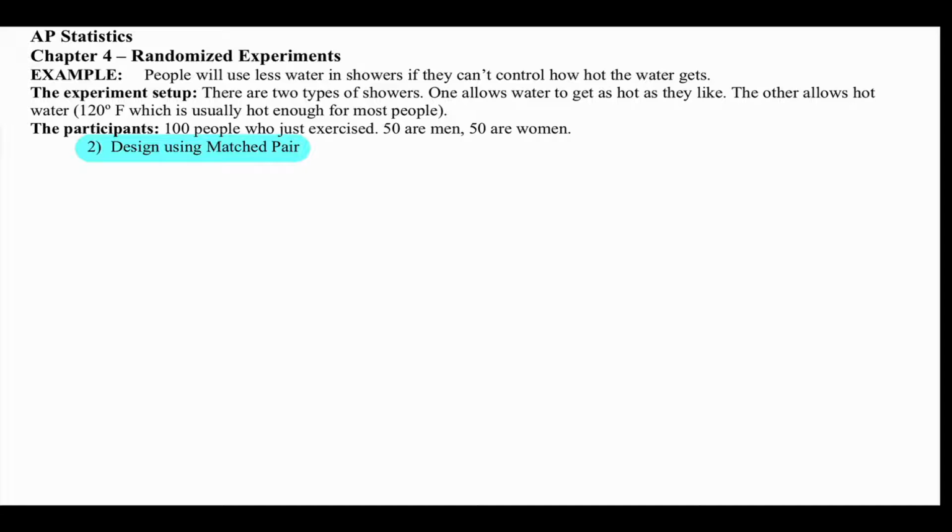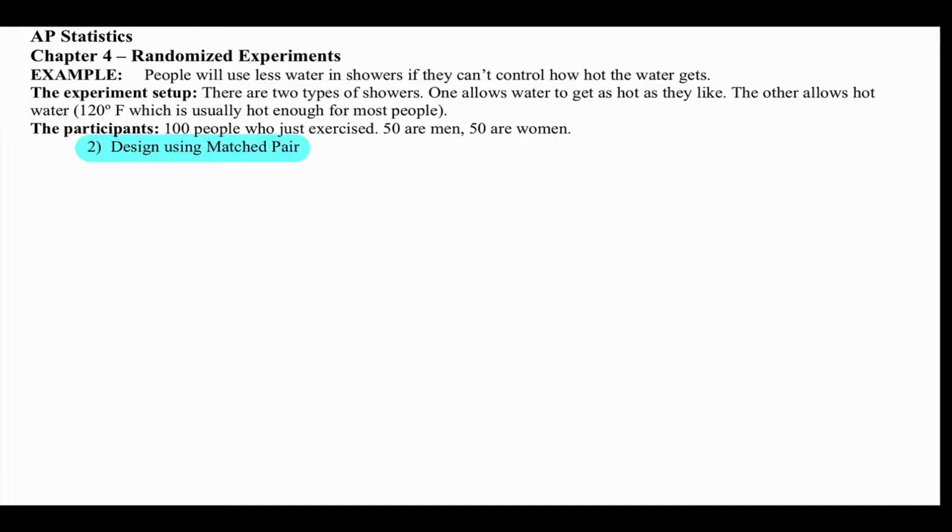People will use less water in showers if they can't control how hot the water gets. There are two types of showers. One allows water to get as hot as they like. The other only allows water at a certain temperature, 120 degrees Fahrenheit, which is usually hot enough for most people. We still have 100 people, 50 men and 50 women. The difference is the design. We're not going to do block design. We're going to do matched pair design.